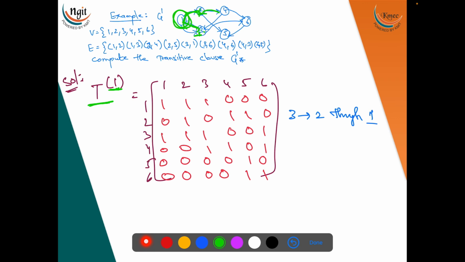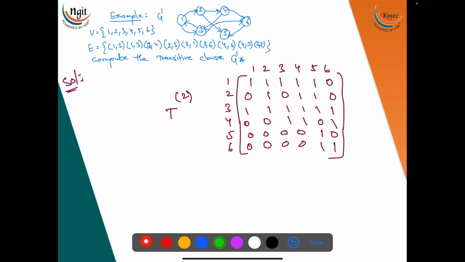Now, 1 to 1, yes it is reachable, 1 to 2 reachable, 1 to 3 reachable. I am just taking the same matrix of T0, including this 3 to 2 value which is 1 because it is reachable through 1. So all the remaining values are the same as your T0.